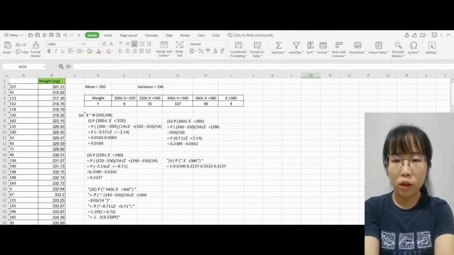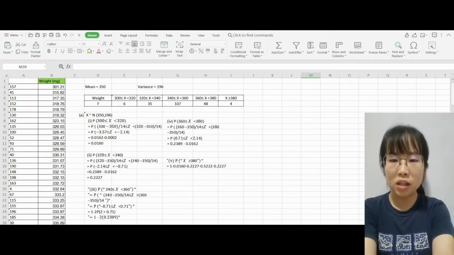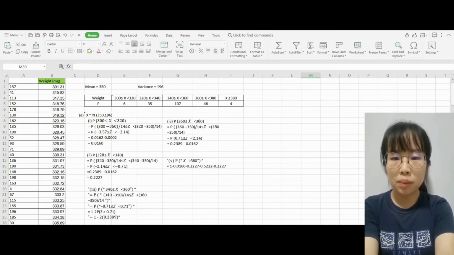Now, I would like to comment on whether there is significant evidence that the weights of standard tablets produced by the manufacturer are normally distributed with mean 350 mg and standard deviation of 40 mg. Firstly, we need to find the probability of each interval by using the formula of the normal distribution, z equals x minus mu divided by sigma. Then, find the probability from the statistical table.